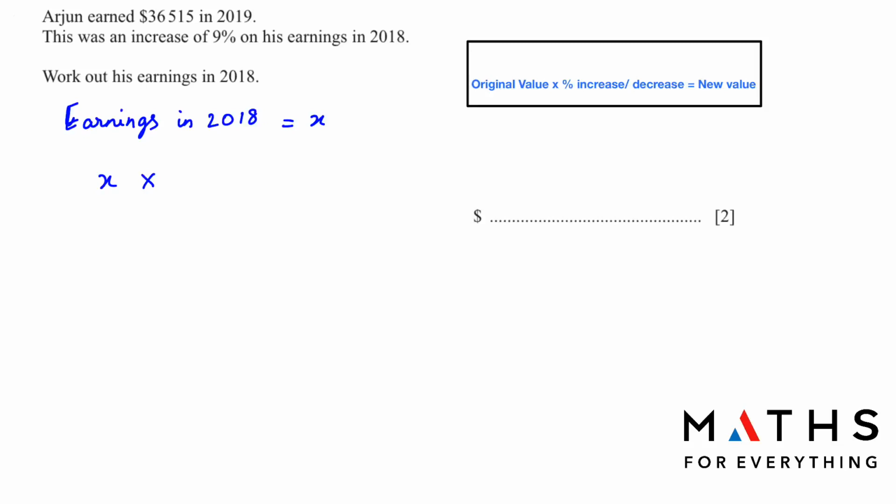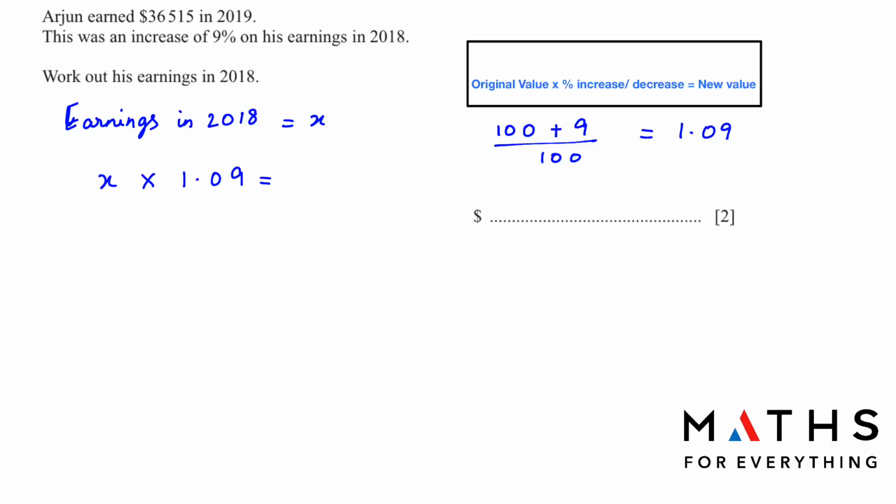Whenever there's a percentage increase, we take 100 plus 9, whatever the increase is there, and divide by 100. This will give you 1.09. If it is a decrease, you minus from 100, but the same formula will be applied. Multiplied by 1.09 gives us the new value.